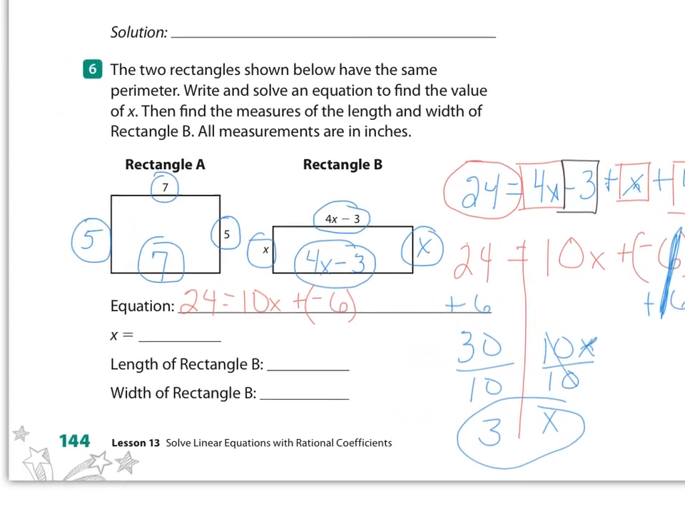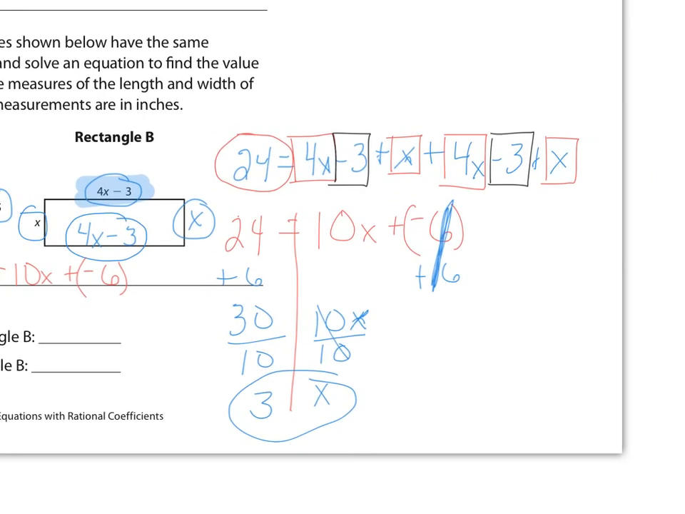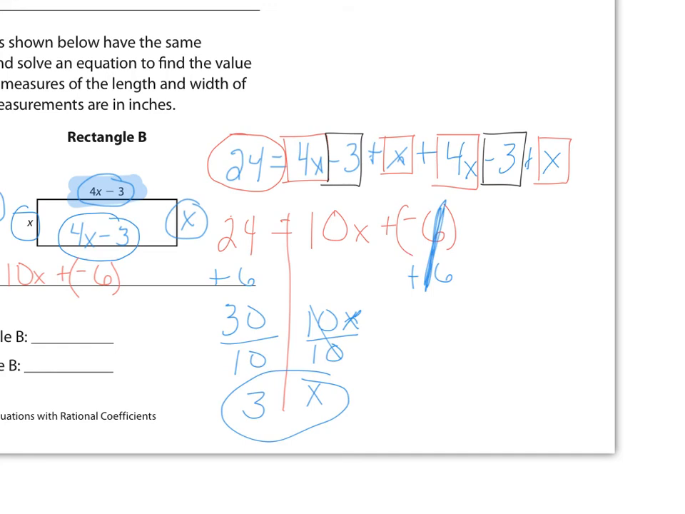I go back to my work over here. We just found the value of x is equal to 3. What is the length of rectangle B? Now, the length of rectangle B is the expression 4x minus 3, which if I use my value of x, which is 3, if I go over here back to the right, 4x minus 3. We just found our value of x to equal 3. So we evaluate that expression. So I put in 3 into that value of x, and I evaluate the expression.